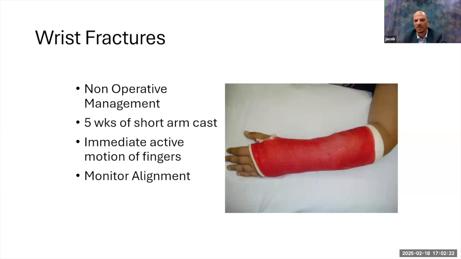Non-operative treatment for this is usually 5 weeks in a short arm cast. This is a fiberglass cast like you think about kids wearing. We leave the fingers free. Even when you break your wrist, it's going to want to swell and stiffen up out into your fingers, so we get those moving right away. We monitor the alignment on serial x-rays. About a third of people will lose their alignment of the wrist fracture over time, so we monitor it especially within the first 10 to 14 days of the injury.